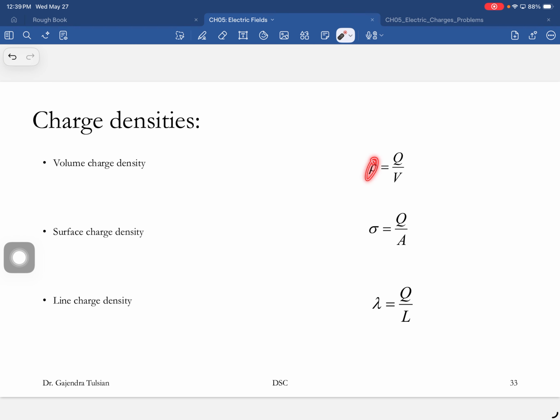Okay. We define the charge density as the amount of charge per unit volume. Sometimes we spray walls with charges, so we define surface charge densities. Sometimes we spray wires with charges, so we define linear charge density denoted by lambda.